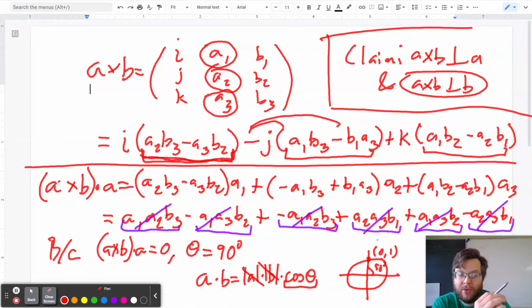So, the same proof would work for A cross B dotted with B. The same proof would work if I did A dotted with A cross B, because the dot product is commutative. So this is a really useful thing. The cross product gives us a vector that is perpendicular to the original two vectors.